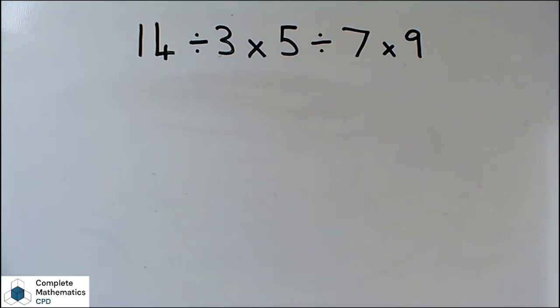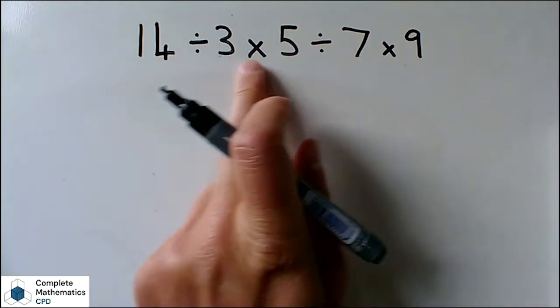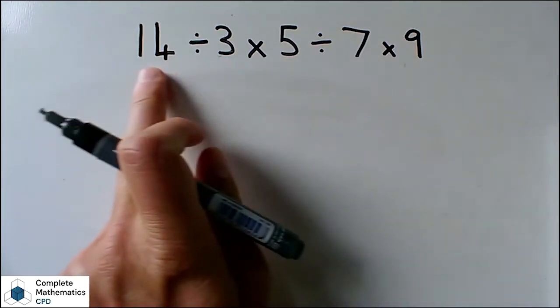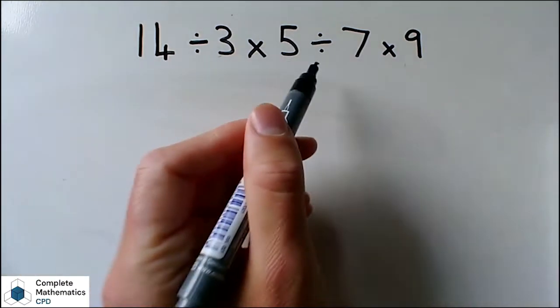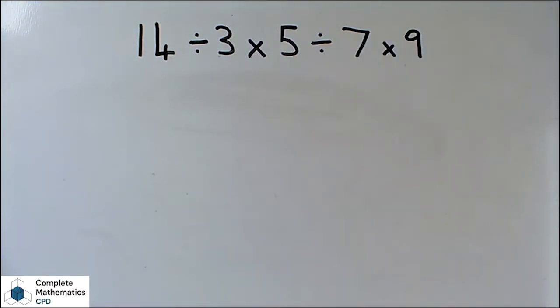And this time we're looking at linking multiplication and division. So a nice task I like to do is to give them a calculation similar to this one here that you can see and just ask them to work it out mentally without a calculator. Now I find a large proportion of the class will struggle with this because 14 divided by 3 and 5 divided by 7 gives them horrible decimals.